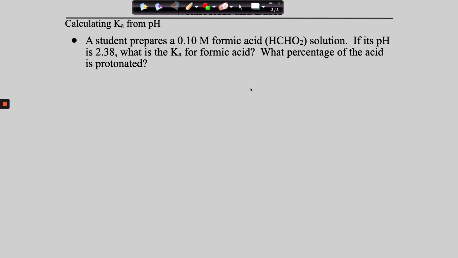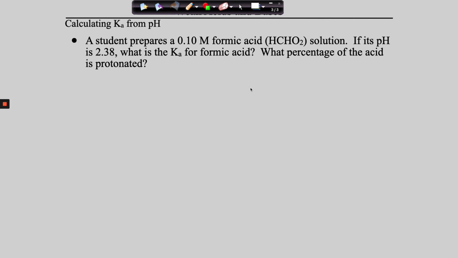So it says this: a student prepares a 0.1 molar formic acid solution. If the pH of this solution is 2.38, what is the Ka for the formic acid? And then guys, the next question is this: what percentage of the acid is protonated? Guys, I'm not going to turn you loose on any of these. We are going to solve all of these together. So if you want to write down the question, you can. I don't think it's really that necessary. But guys, we're going to solve this.